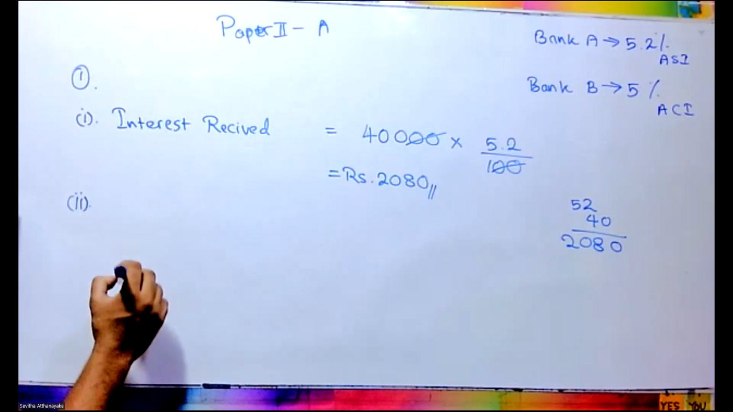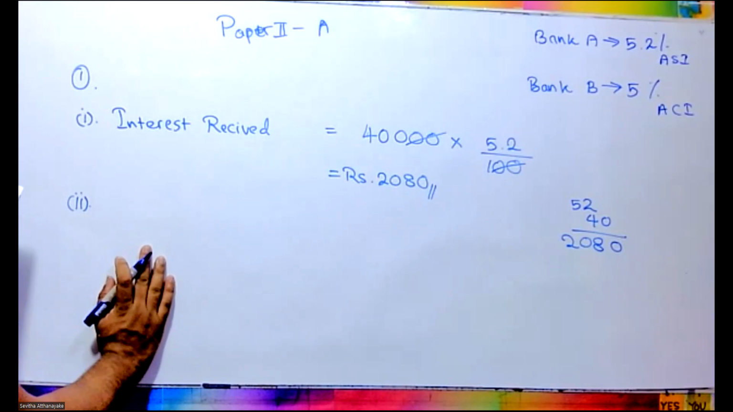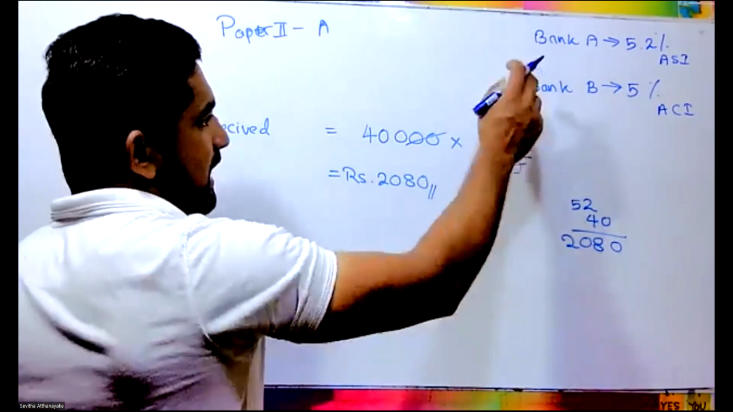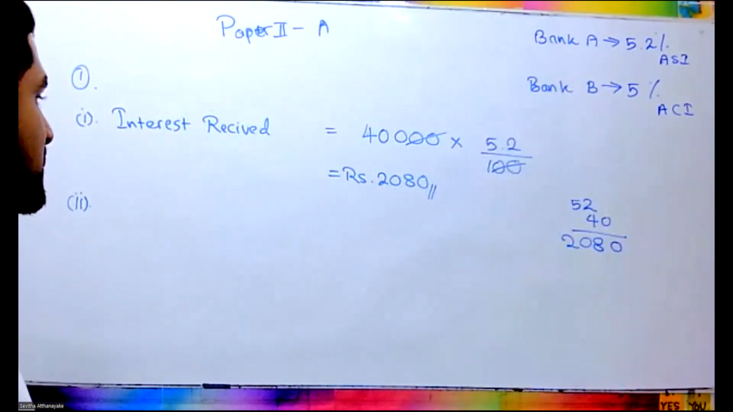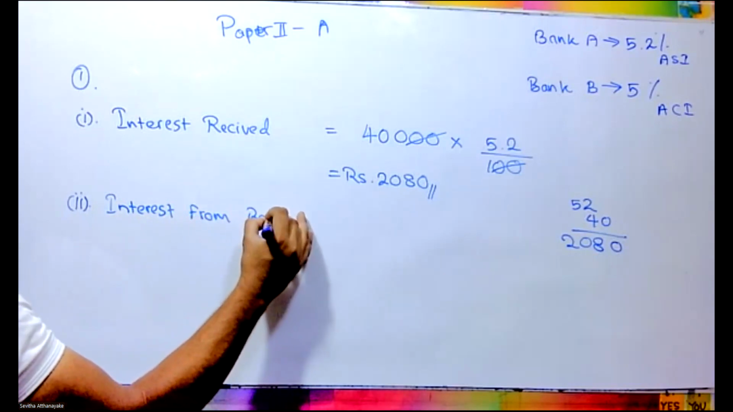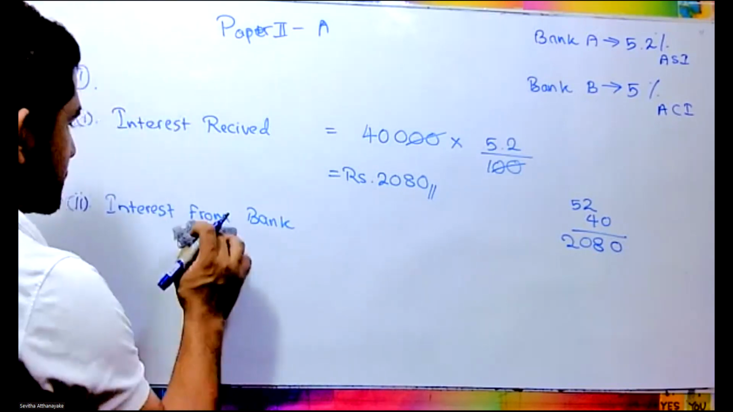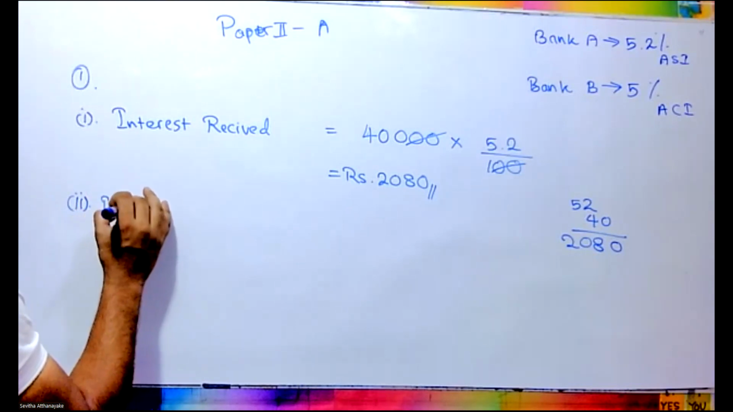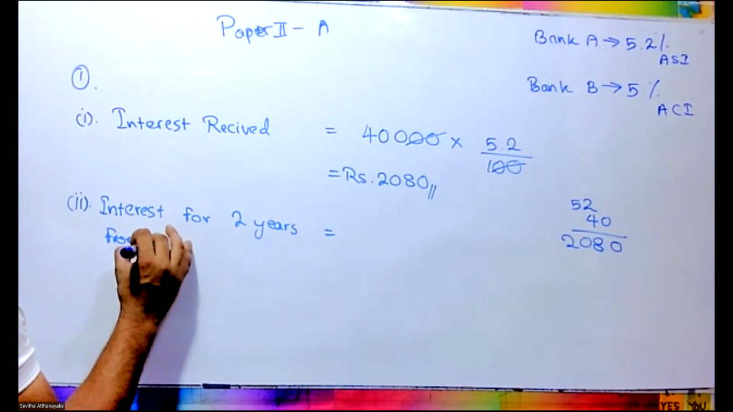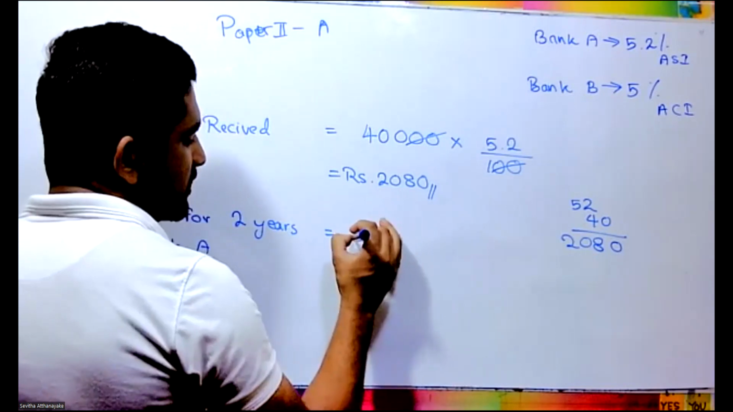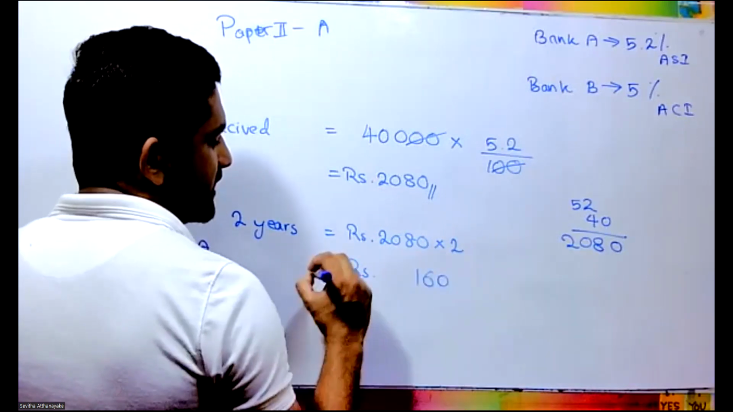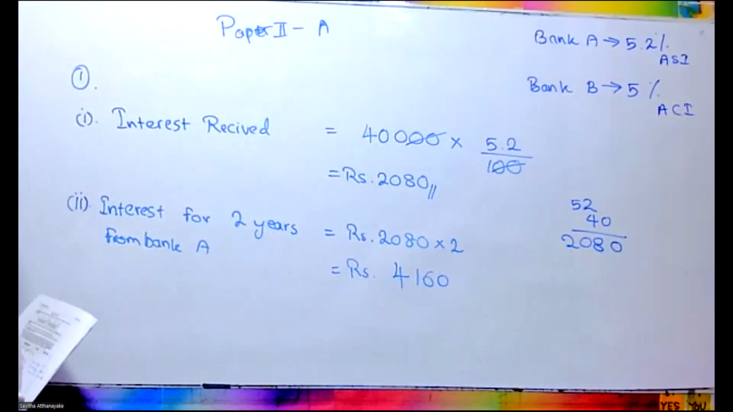Second one, for his deposits, from which bank will he receive a greater income at the end of 2 years? Give reasons for your answer. Greater income means after 2 years, the total interest he has received. Right. Then interest from bank A. Interest for 2 years from bank A. If it is 2,080 for a year, for two years we multiply this by two. 0, 8 times 2 is 16, 1 remaining. 2 times 2 is 4. 4,160.